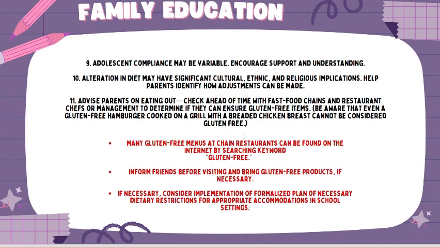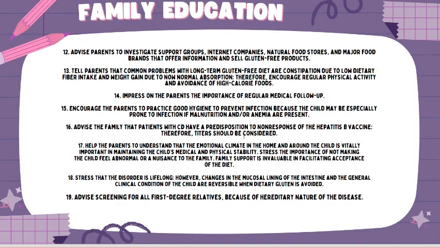So number 12, advise parents to investigate support groups, internet companies, natural food stores, and major food brands that offer information and sell gluten-free products. Eat a healthy balanced diet containing foods from each food group so they get a wide range of nutrients to help them stay healthy. Children's appetites vary depending on age, growth spurts, and how much activity they have done, so it's important to provide appropriate size portions.